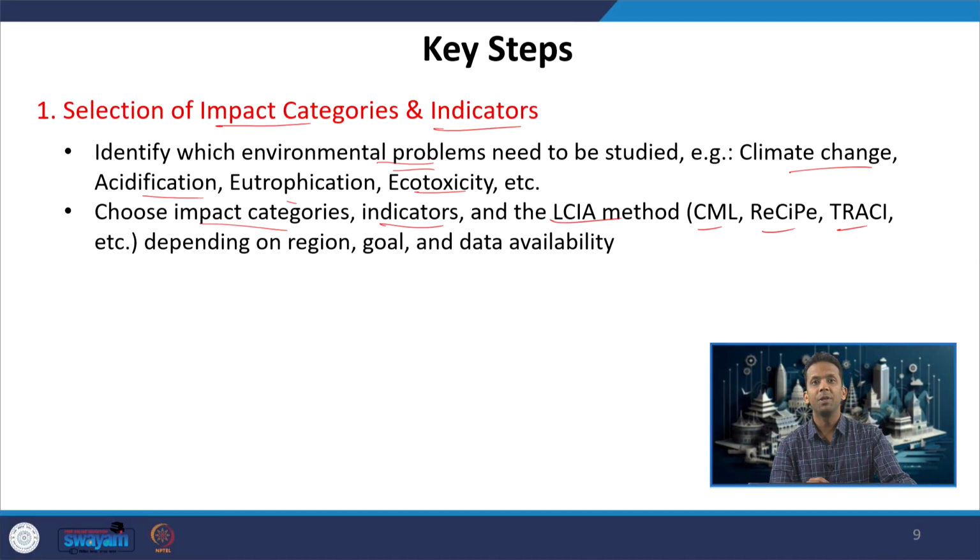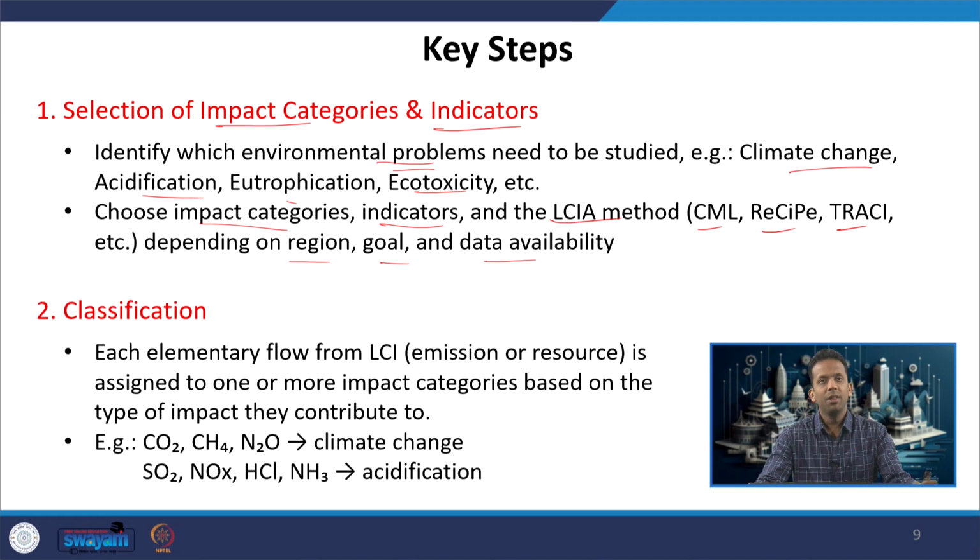And this choice of methods would be based on the region, goal, and data availability. The data sets available in different LCA software for different regions will also be a basis for choosing an impact category, indicator, and the LCIA method. Once these impact categories and indicators are identified, these indicators will have some units also, and those units are finalized. Second step is classification.